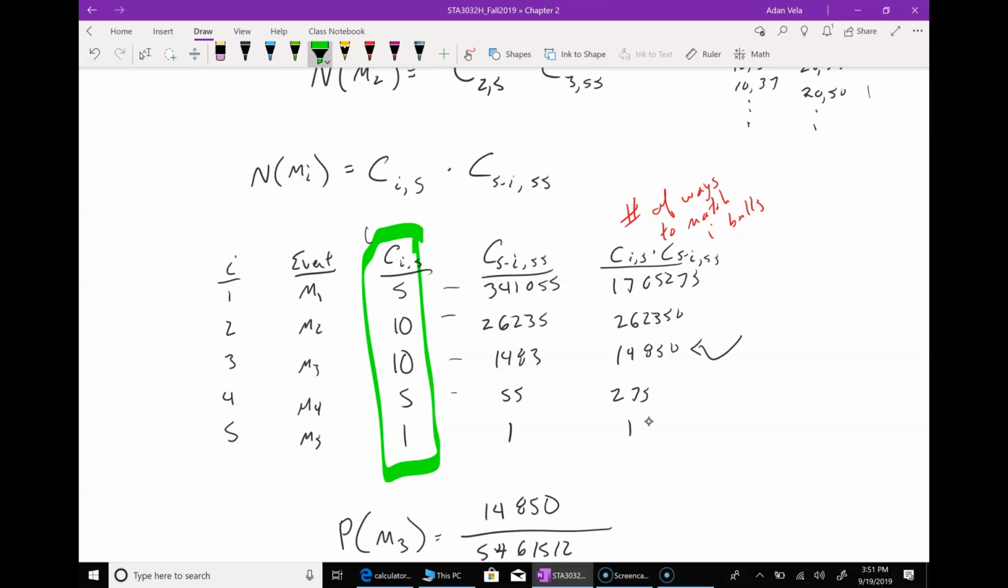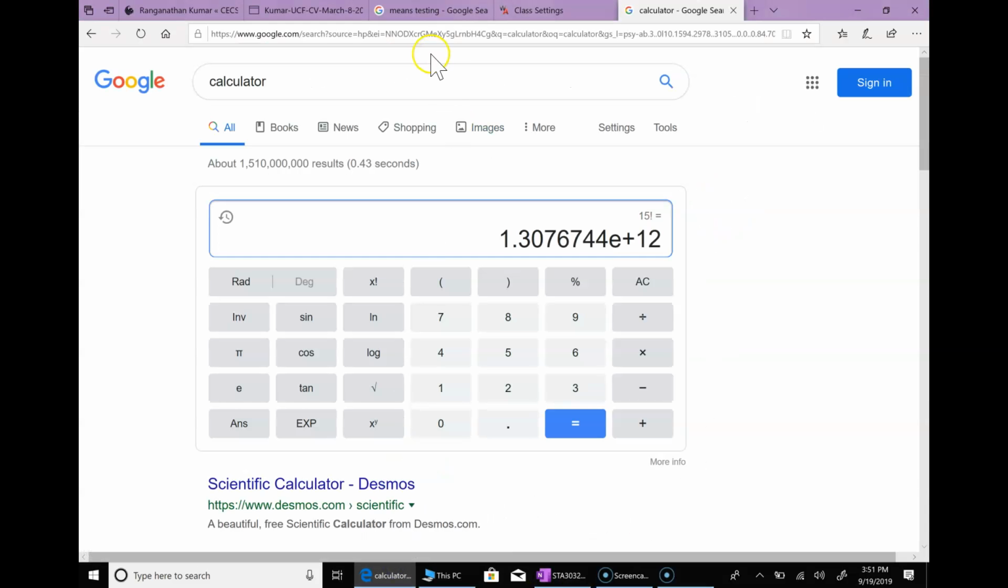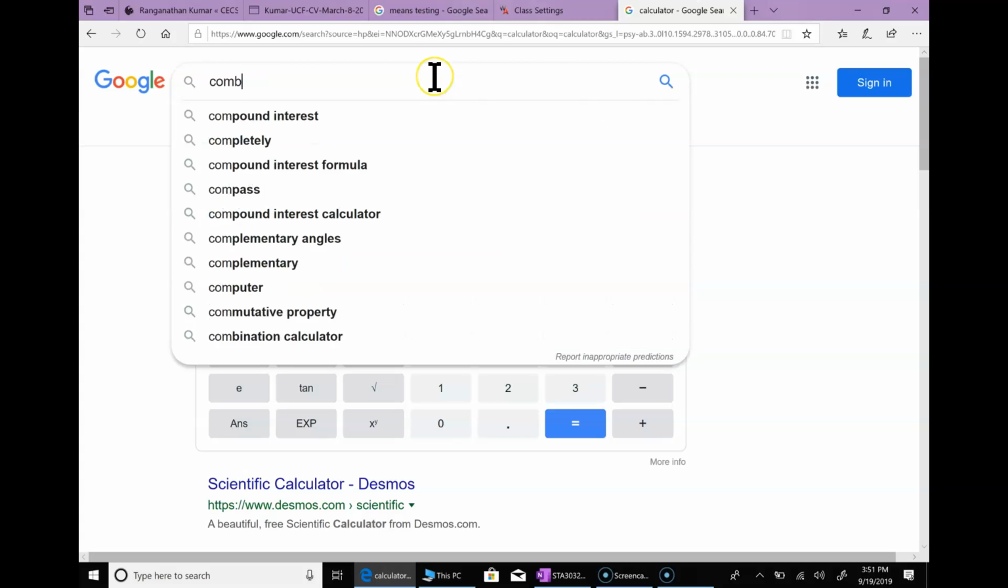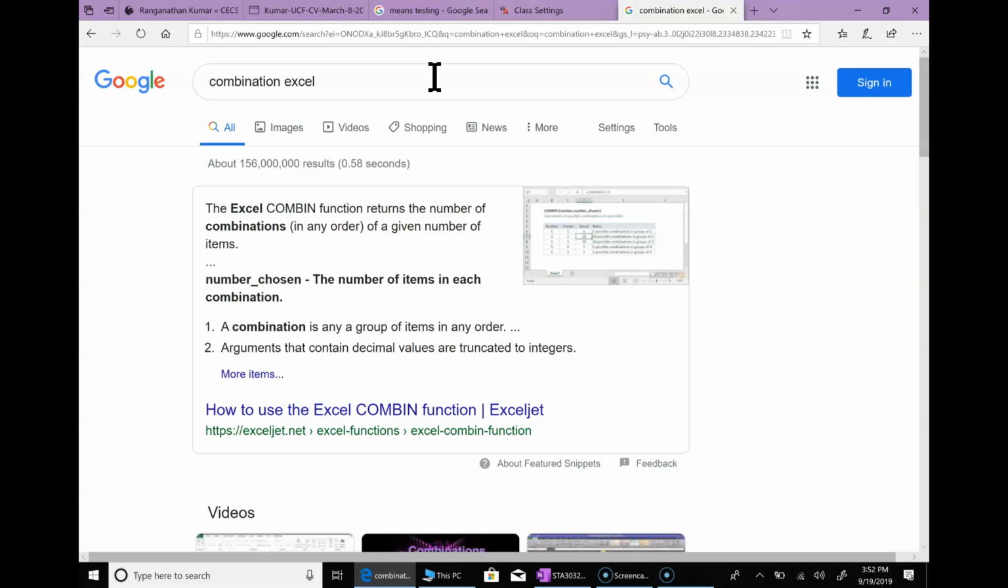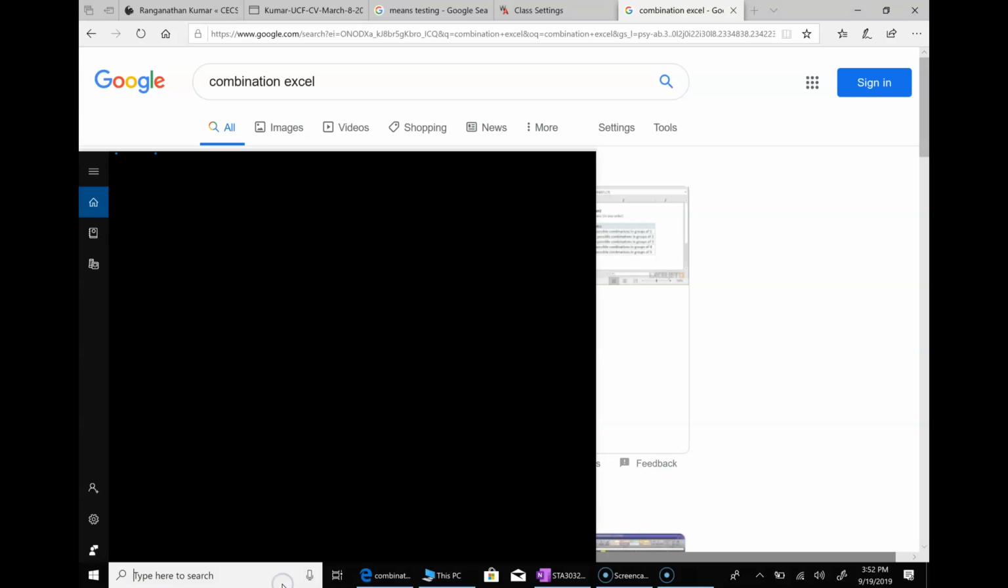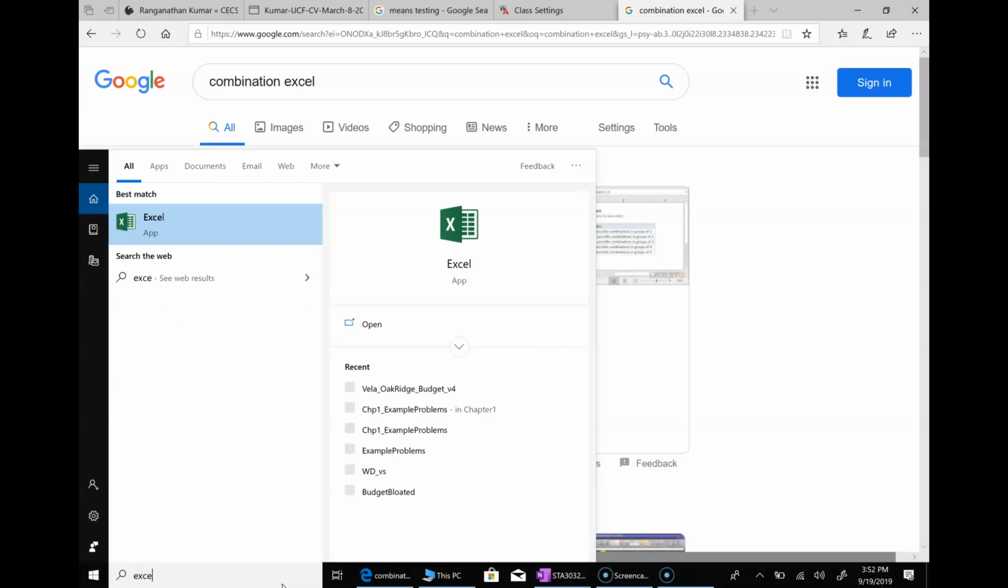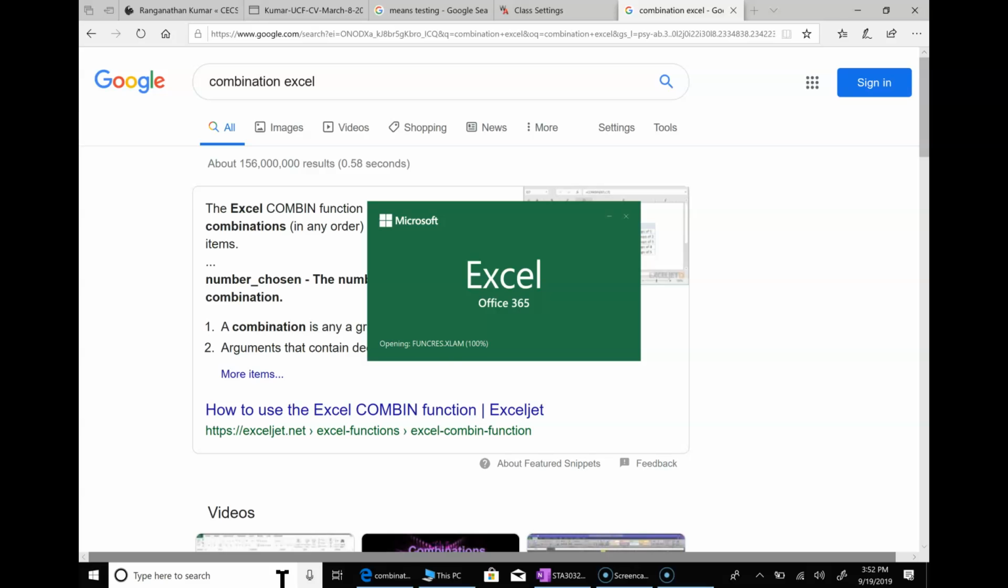Yes, sir. So all these combinations of things that we can't really do in Excel because it'll break our computers. How do we calculate that? Well, I always use a combination calculator in Google. That's done. But there actually might be a combine function in Excel. Let's go ahead and check that out. I'm surprised that there is. Let's see how it works.